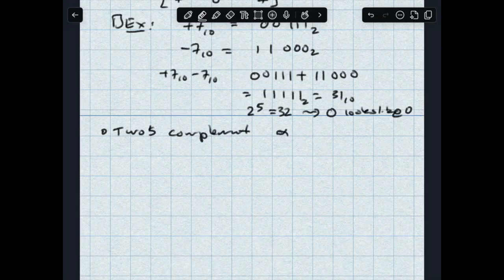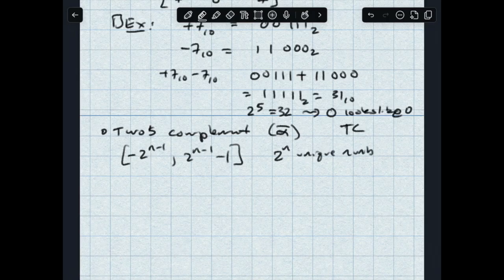And again, I've seen this represented using an alpha with a bar over it. I don't really care what you use. I'm going to primarily just use TC. So this has a range from negative 2 to the n minus 1 up to 2 to the n minus 1 minus 1, which has 2 to the n unique numbers, and a plus a bar is equal to 2 to the n. One of the reasons that this works better is that I don't have duplicate zeros. If I exceed my limit, I'm going to hit 0, and I'm going to discard any overflow.